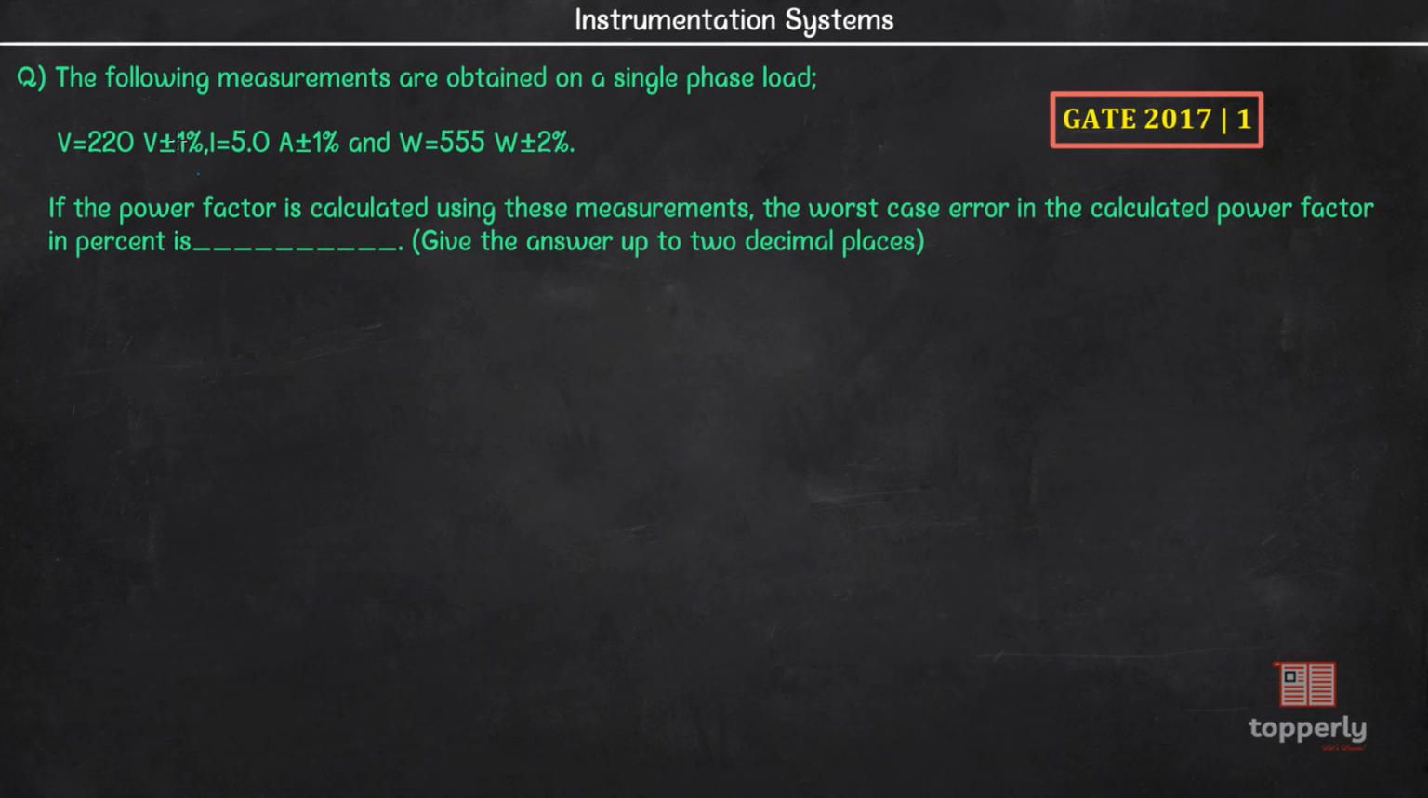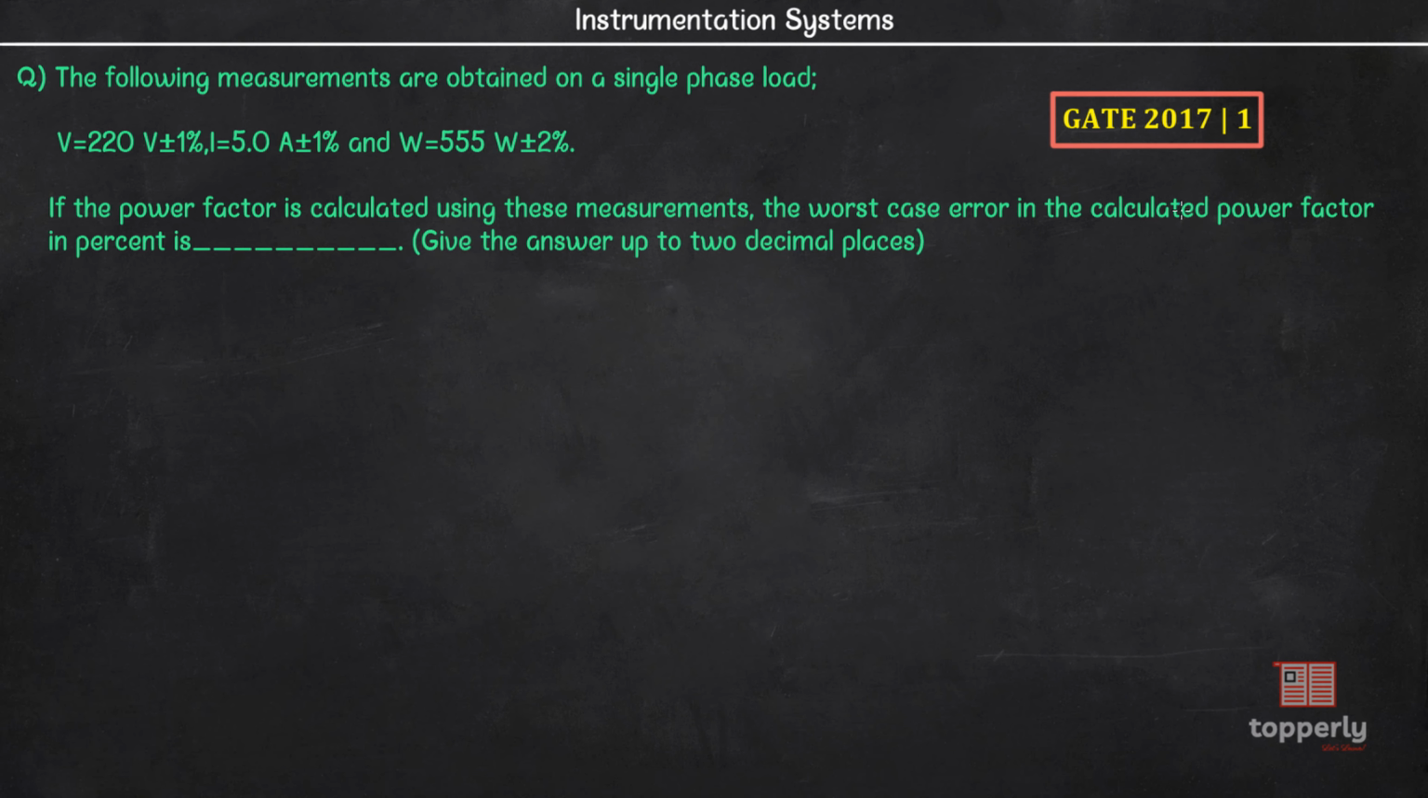The first question is, the following measurements are obtained on a single phase load. V equal to 220 volt plus or minus 1%, I is equal to 5 ampere plus or minus 1%, and wattage is equal to 555 watt plus or minus 2%. If the power factor is calculated using these measurements, the worst case error in the calculated power factor in percentage is. So that is the question. You can see that this question was asked in GATE 2017 paper for 1 mark.